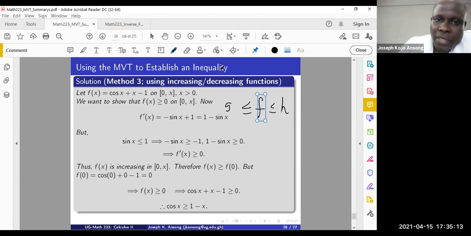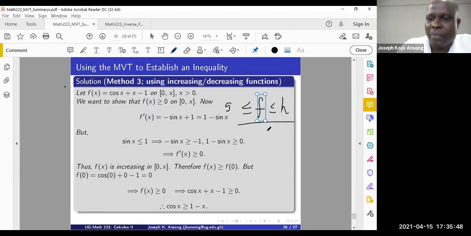Well, one of the ways you can do that is to try to establish one side of the inequality at a time. Say, show that g is less than or equal to f. And then after you are done with that, you can also prove the other side, that f is less than or equal to h, where h is some other expression. Then once you have these two inequalities, you can combine them, and then you have this.